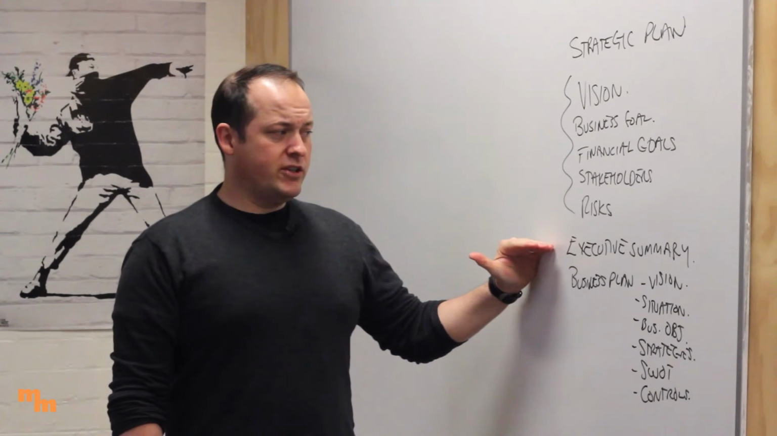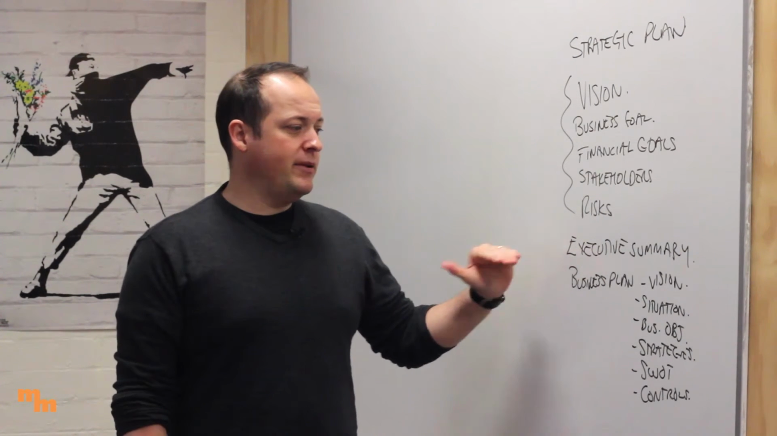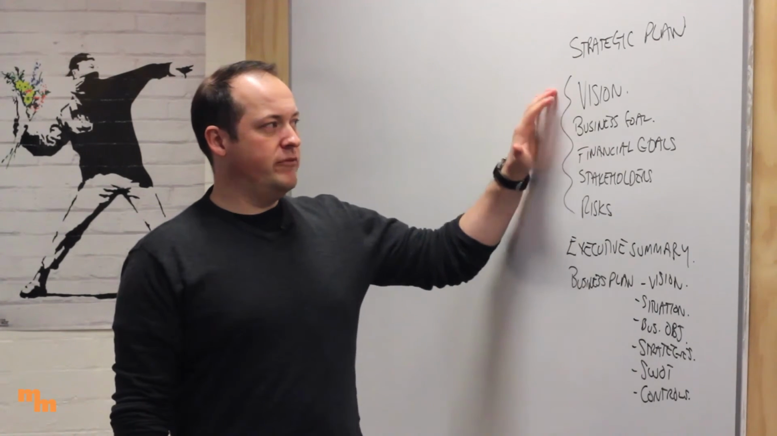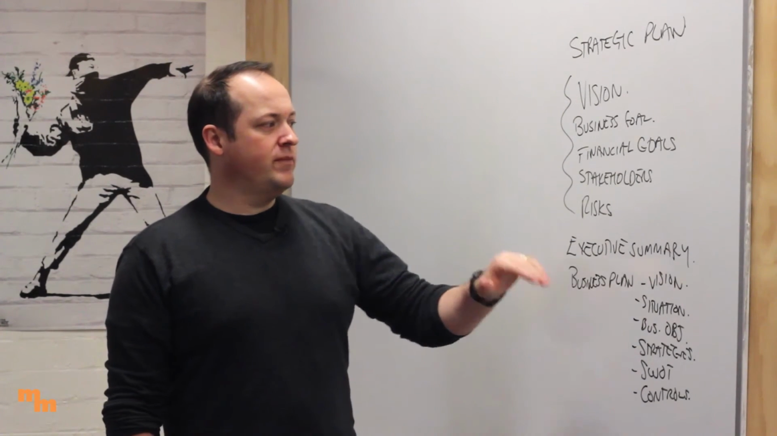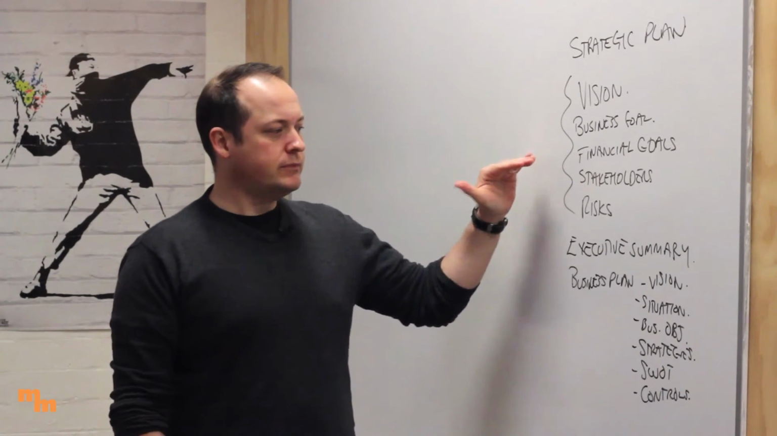Now, when we actually do up our documentation, the executive summary tells everyone in a one-pager what's going to happen. Then we move into the business plan. And we think about our vision. It's just the vision we have. The situation really comes out of our SWOT analysis and understanding what's happening around us.